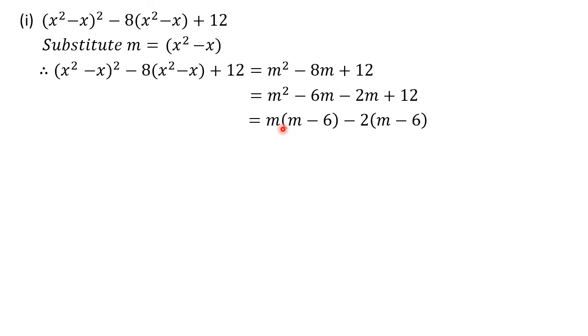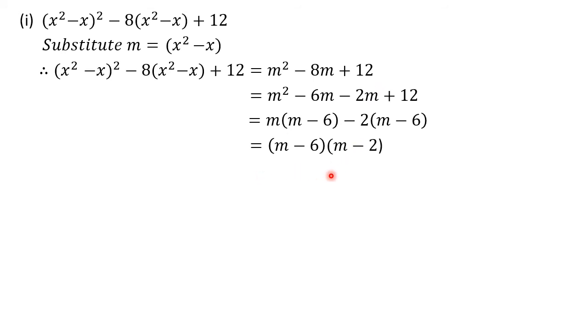From this, m is taken out common, so inside the bracket m minus 6 is left out. And here minus 2 is taken out common, so again we will get the same bracket, that is m minus 6, because minus 2 into minus 6 gives plus 12. Okay. Then afterwards we have to write down two separate brackets as m minus 6 and m minus 2. So we have found the factors for this simplified polynomial.